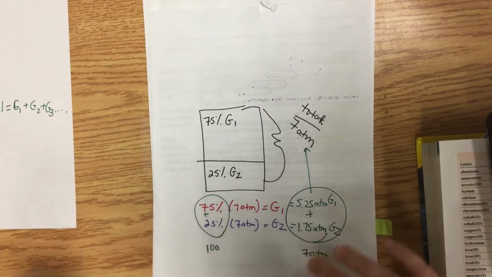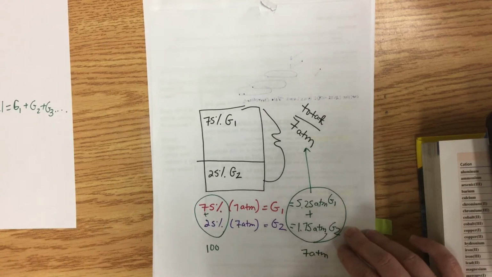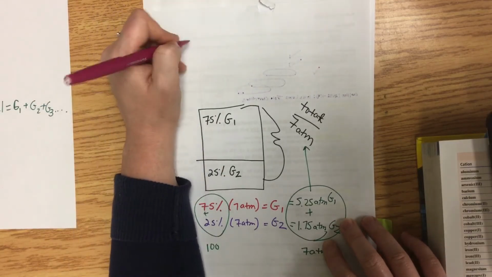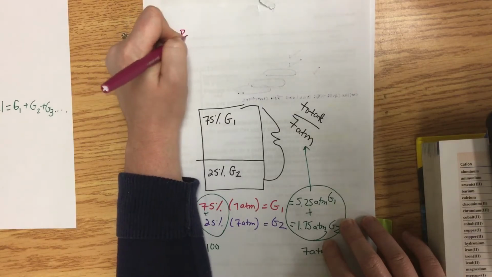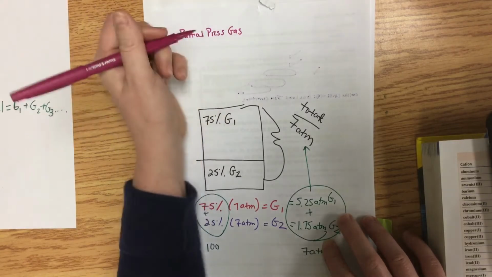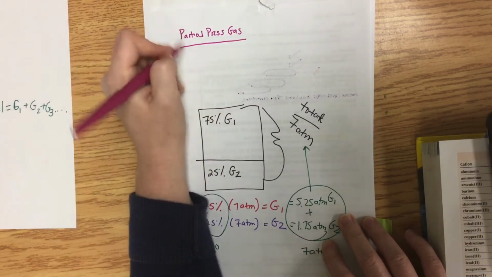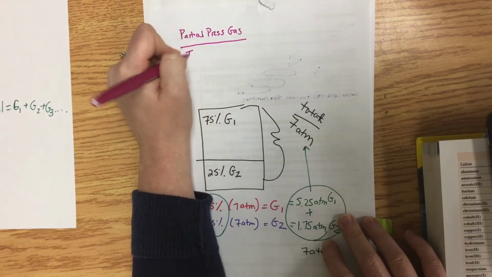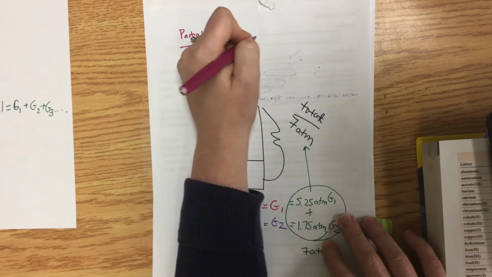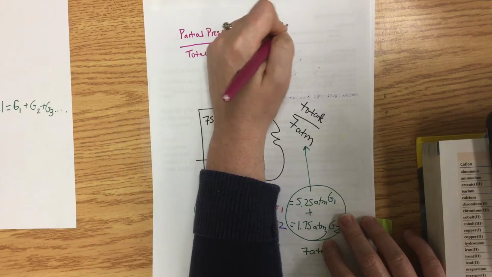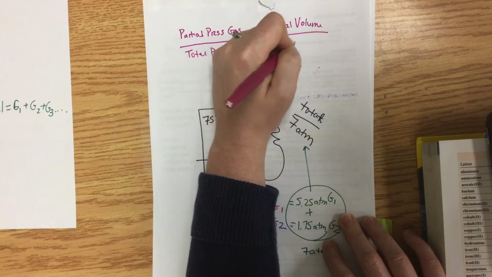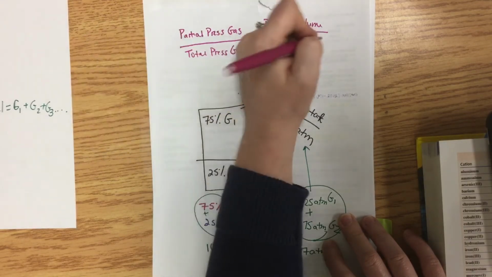And so there's a couple of different ways that you can use this. One of the ways that sometimes you end up having to use this equation is, the partial pressure of the gas over the total pressure of the gas is going to be equal to the partial volume of the gas over the total volume of the gases, or the total volume of the container.